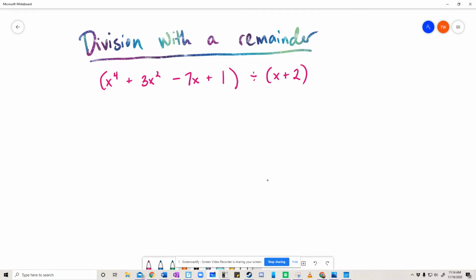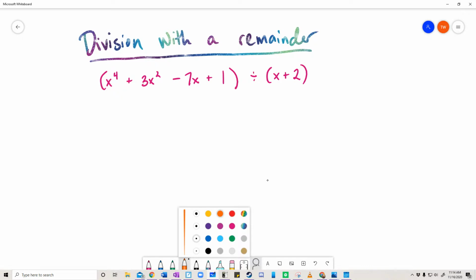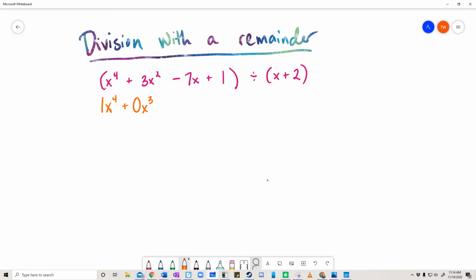Let's take a look at an example where the result has a remainder that's not 0. So right away I'm going to think about my dividend as 1x to the fourth plus 0x to the third, there's no x cubes, plus 3x squared minus 7x plus 1 divided by x plus 2.